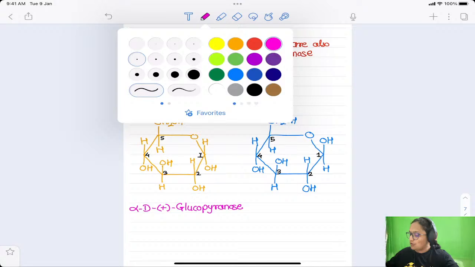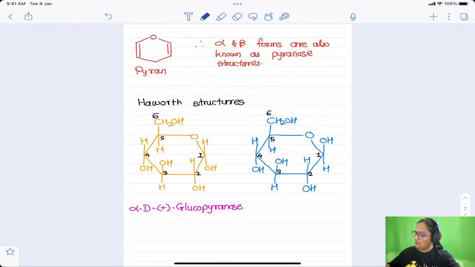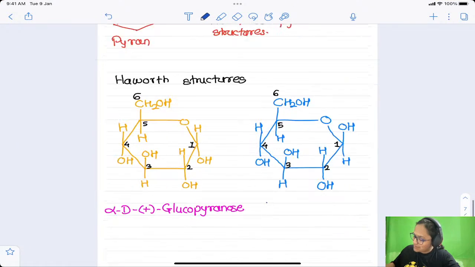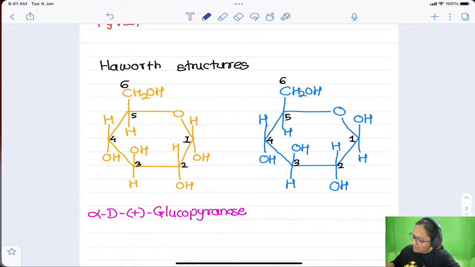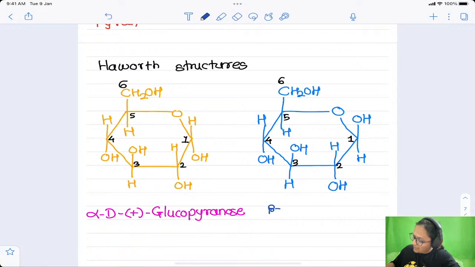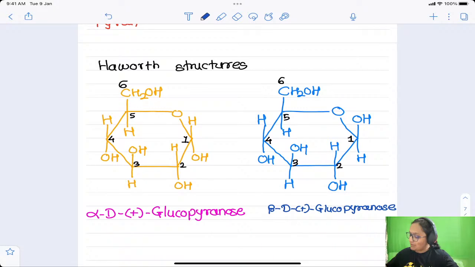Then I will write down the name of the beta form as well. Simply we have to change alpha to beta, that's it. Nothing else is going to change. Just instead of alpha, we draw beta. So it will be beta, then capital D, then plus, then gluco pyranose.